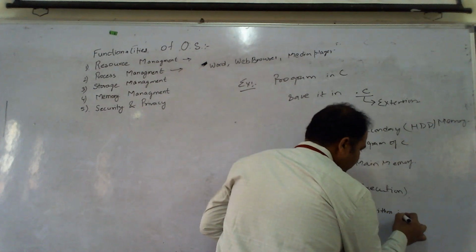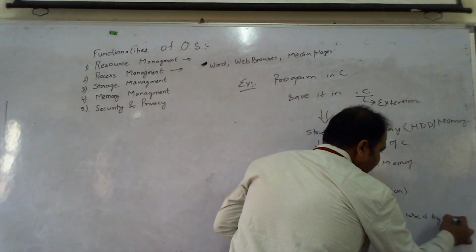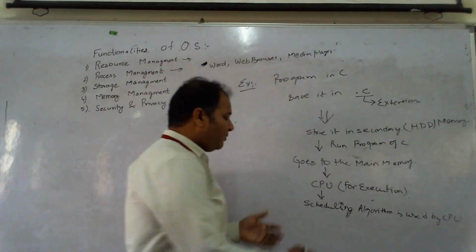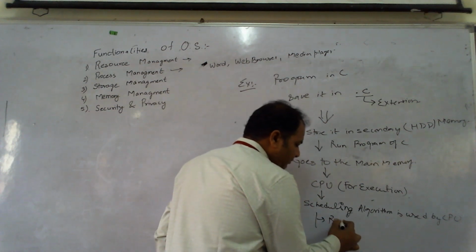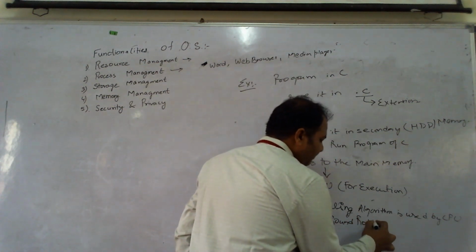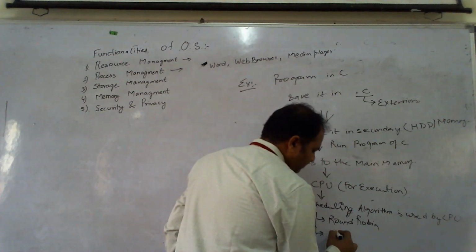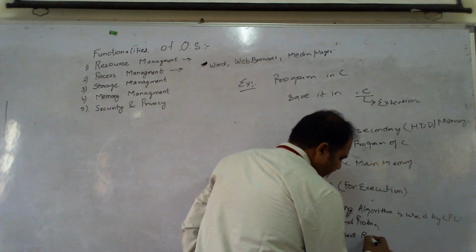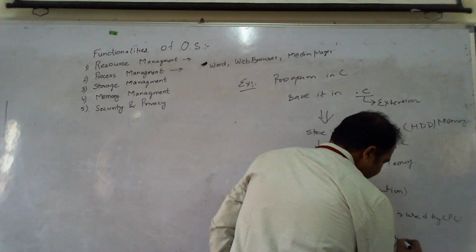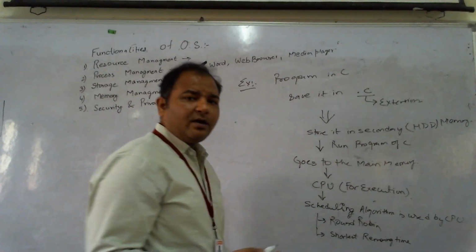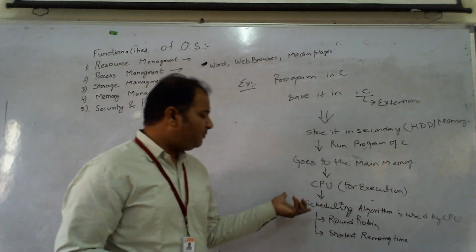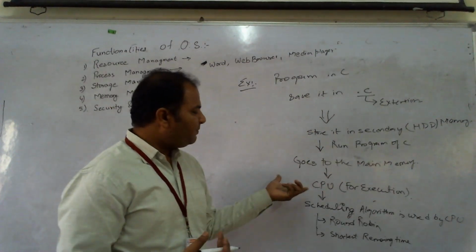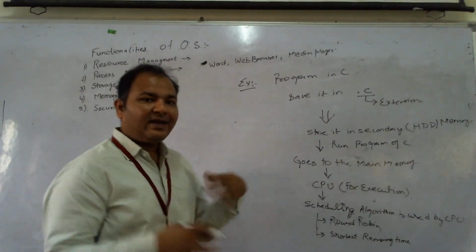is used by the CPU. There are so many scheduling algorithms which the CPU can perform, for which one example is the round robin algorithm, or we can say shortest remaining time. Many algorithms are there, and the CPU can use any of them for the execution of that file. So it depends upon the CPU for executing the process in an efficient manner.